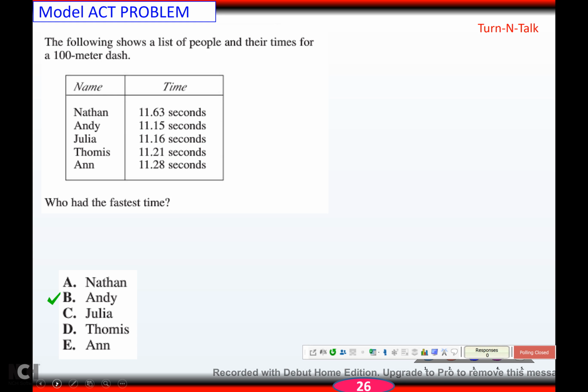Okay, the following shows a list of people and their times for a 100-meter dash. Who had the fastest time? Fastest means the smallest number, because if it's the smallest number, they finish the fastest. So they're all 11s. You got a 6, a 1, a 1, a 2, and a 2. So it's between these two. And then you have a 5 and a 6. So the smaller one is 5, so that would make Andy the fastest.